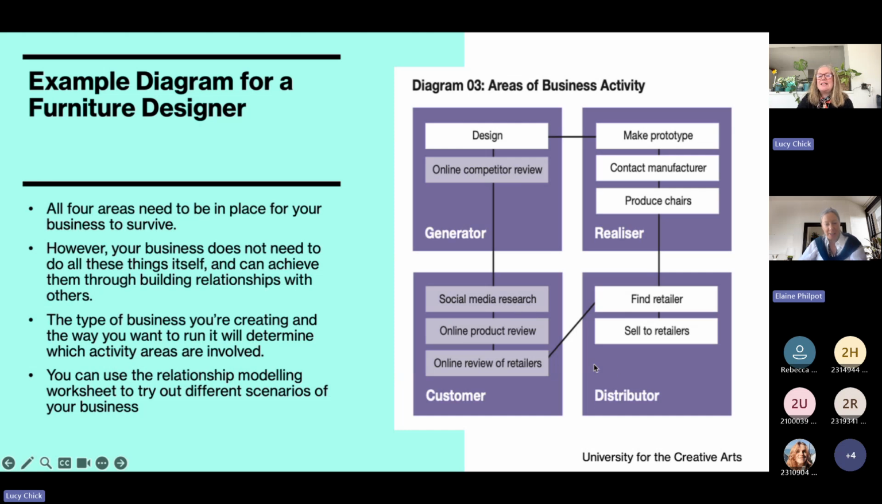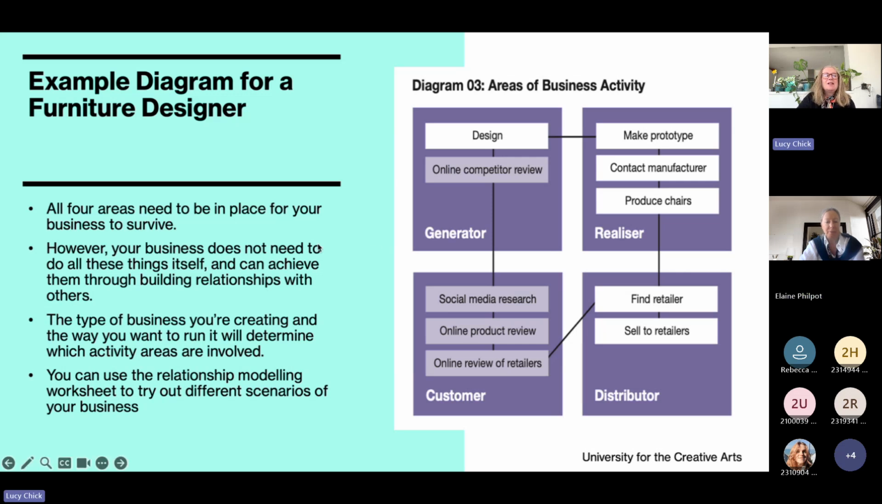The distributor is at the bottom. Yeah. Is to find the retailer and sell to the retailer. Yeah. And then the customer is in sort of the darker purple. And that's social media research, online product review, and online review of retailers.